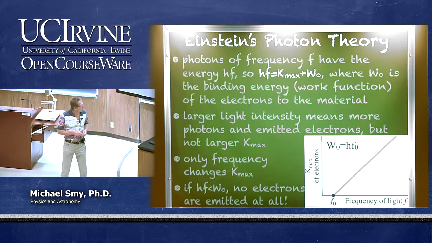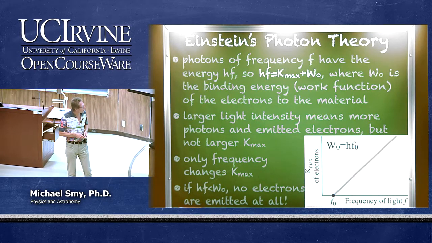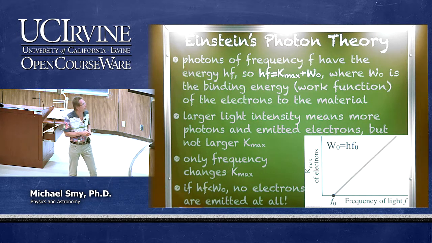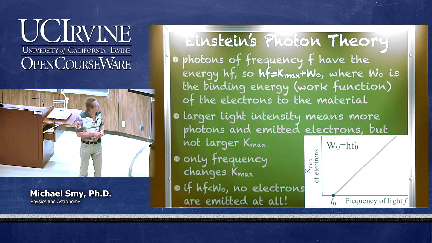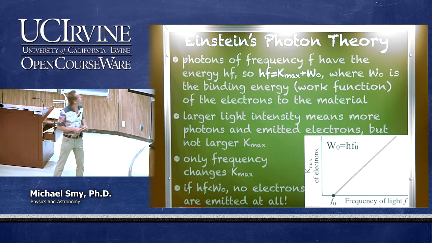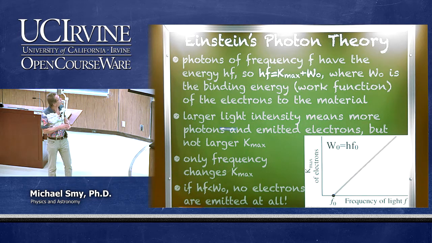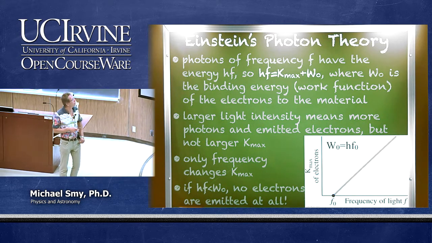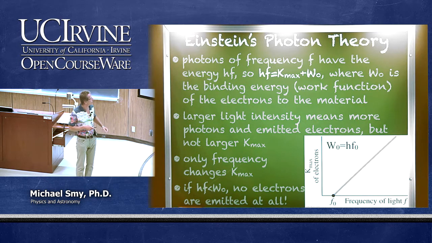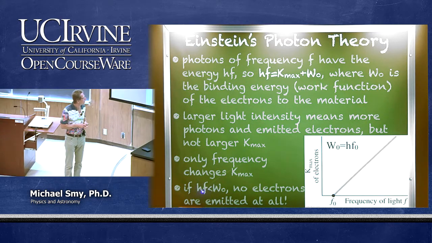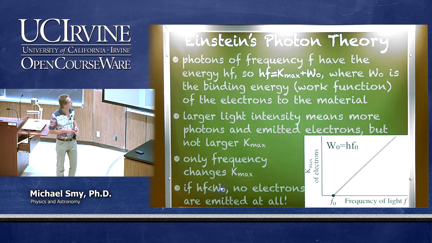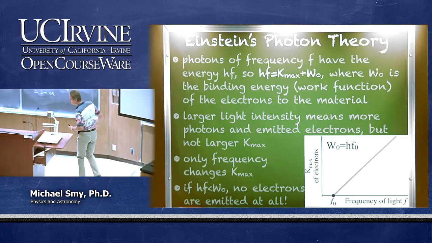Einstein's theory of light predicts that the kinetic energy starts at zero at some frequency f naught, where f naught is given by the condition that W naught equals h times f naught. And then it continuously rises with the frequency. Again, larger light intensity just means more photons and therefore more emitted electrons, but not larger Kmax. And of course, if hf is smaller than W0, then no electrons are emitted.